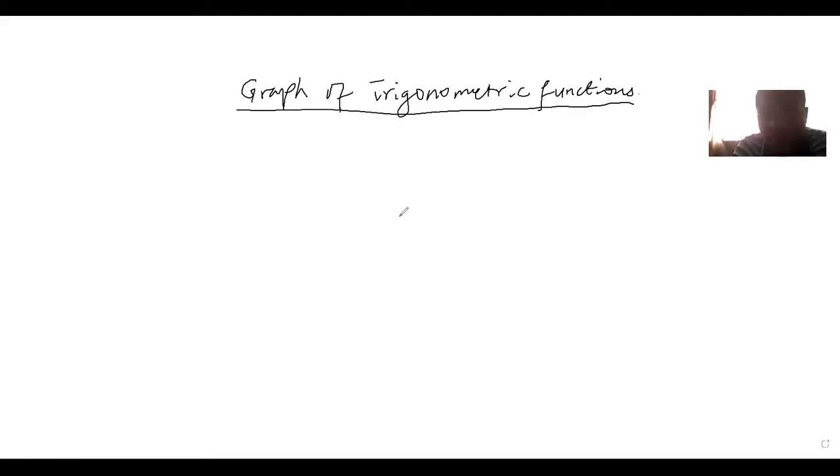Right. So I was trying to explain to you that whenever we are asked to plot the graph of a trigonometric function, it's just like the normal quadratic curve that we will be plotting, or the normal quadratic graph.